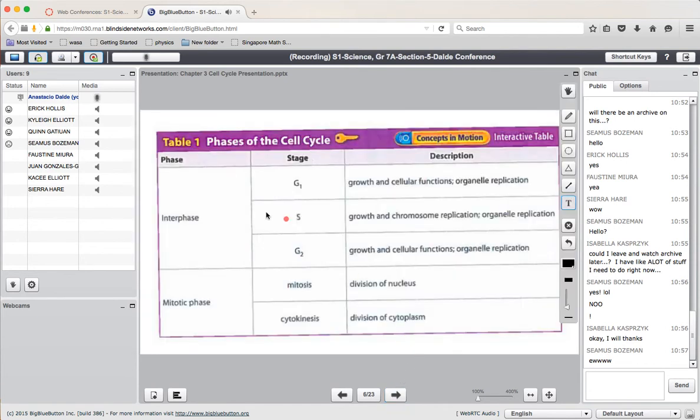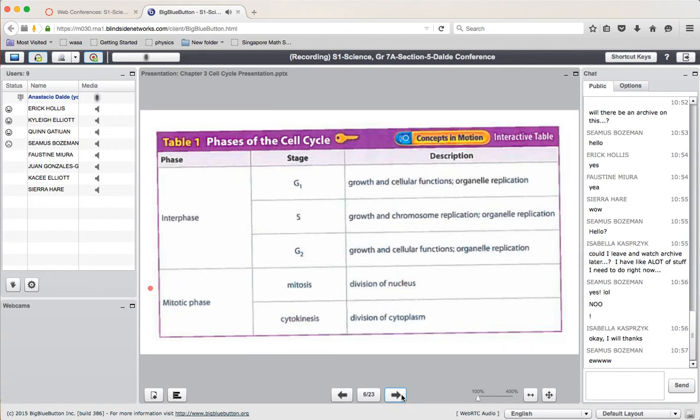All right. So we talked about the different phases of the cells. There's the interphase and the mitotic phase. Within the interphase, you have three different parts: the G1, S, and G2. G1 stands for growth 1, I guess. S stands for synthesis, and I'm assuming G2 stands for growth, the second part. In G1, you have growth of the cellular functions and organelle replication. In S, you have chromosome replication. So what's happening in the S stage is the cell continues to grow and copies its DNA. There are now two identical strands of the DNA.